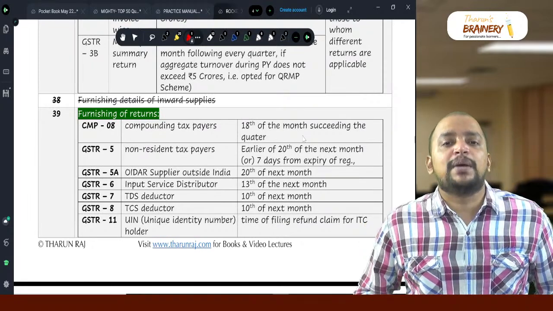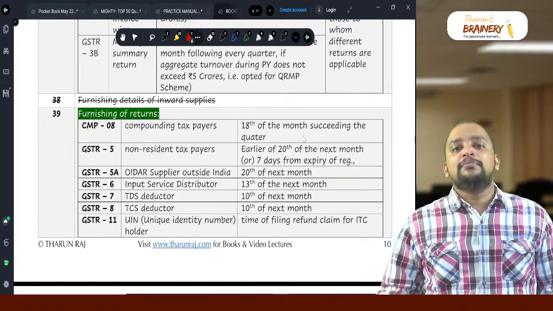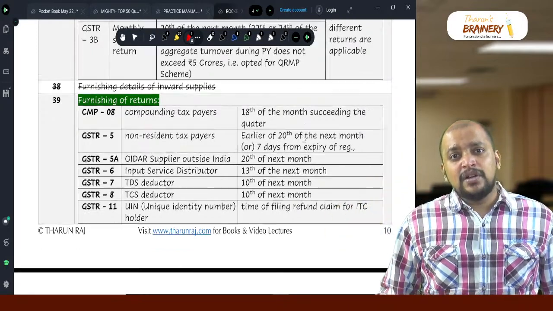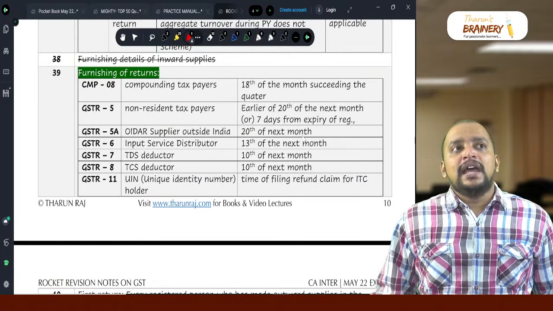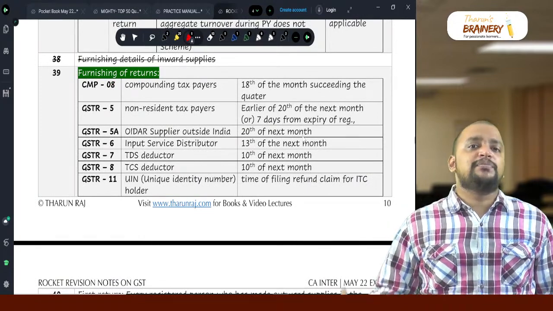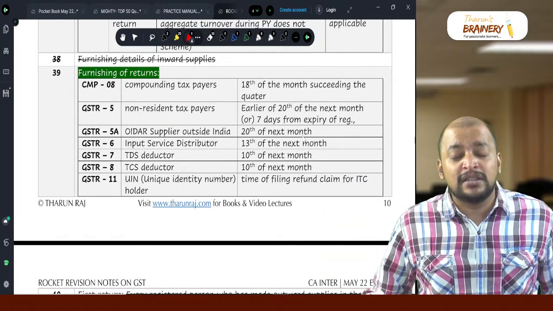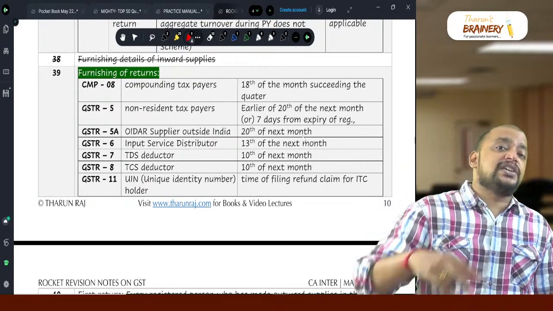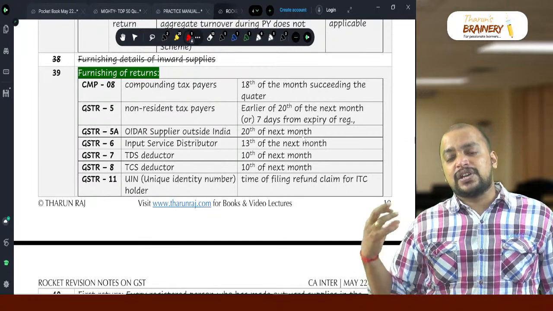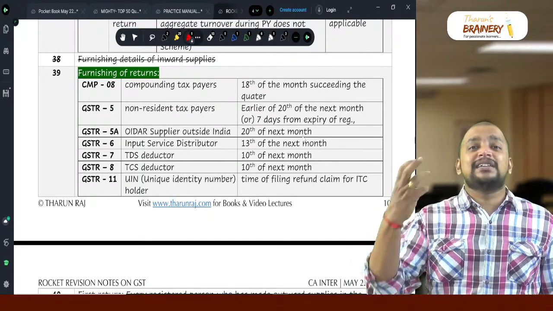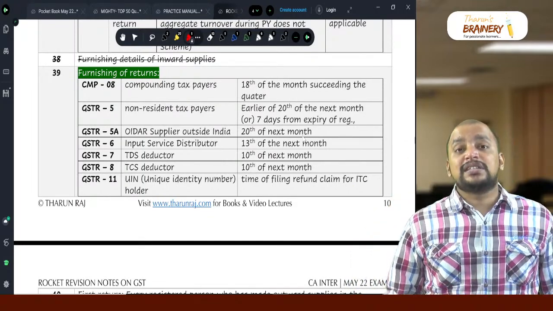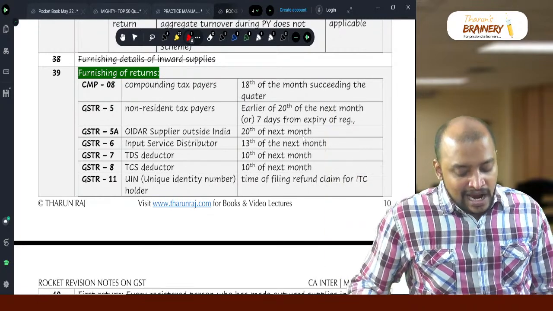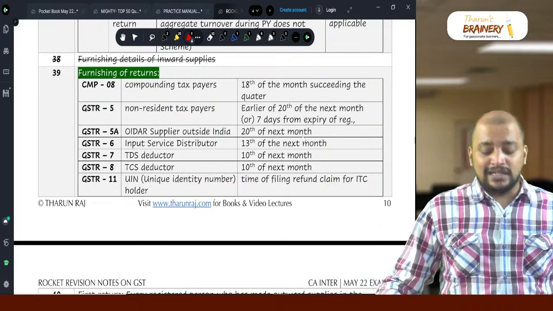CMP 08 is to be filed by a person opting for composition scheme by 18th of the month following every quarter. And GSTR 5, non-resident taxable person. NRTP is required to file the return by 20th of the month following every month, like 3B, or 7 days from expiry of registration, whichever is earlier. Because the registration granted to NRTP is a temporary registration. Then GSTR 5A by an OIDAR supplier located outside India, and that is by 20th of the next month.